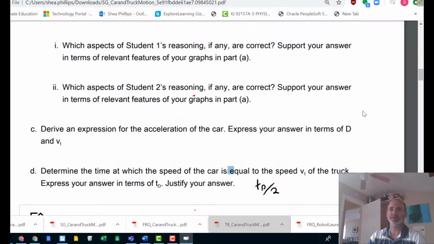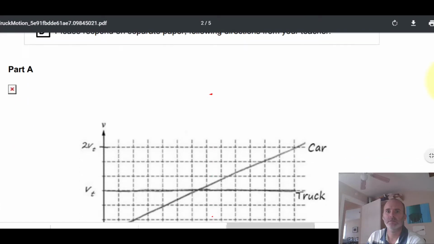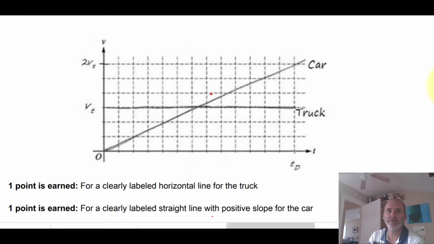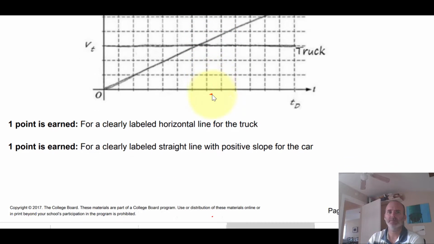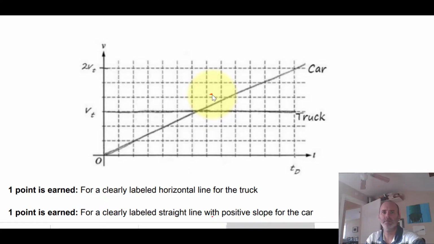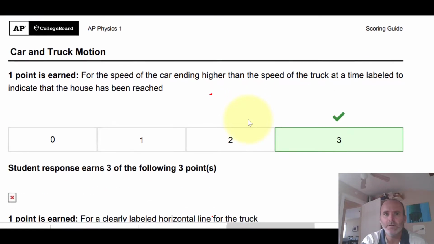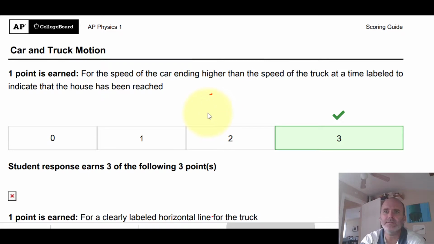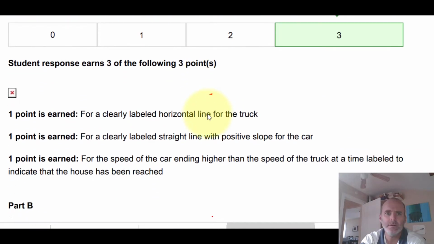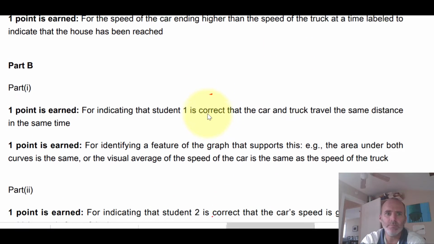Okay, really quickly, let's go through the rubric and see how many points each thing is worth. Here's the rubric. All right, 1 point earned for a clear horizontal line for the truck. Bam. 1 for a clearly labeled straight line with a positive slope for the car. Bam. And notice that we've labeled TD and VT. All right, so 2 points there. And then 1 point earned for the speed of the car ending higher than the speed of the truck. We had that too.